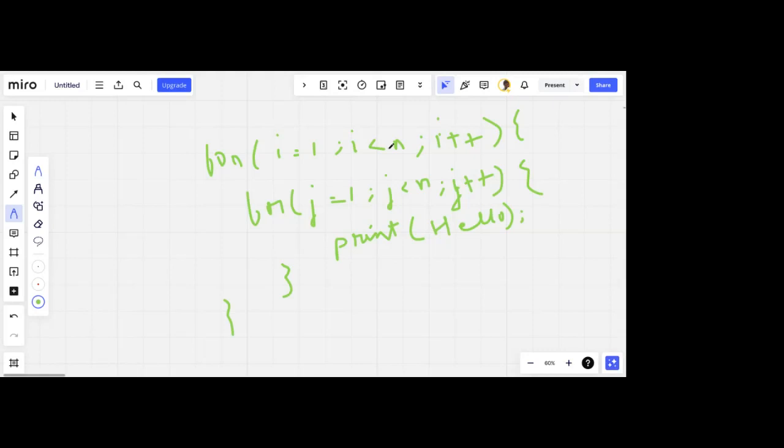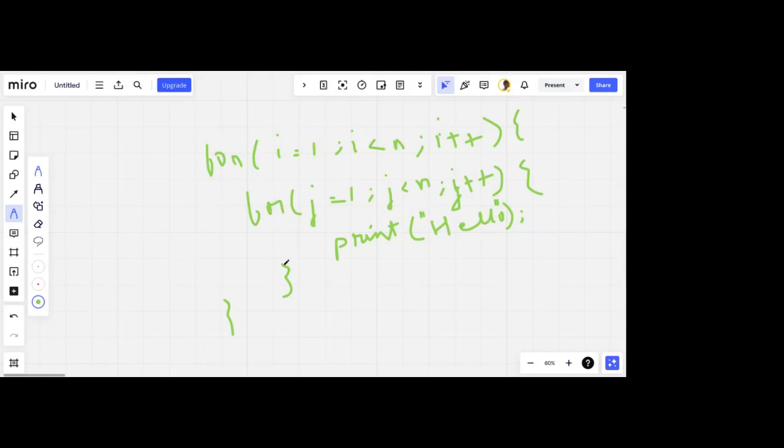Think about it. Come on guys, what would be the running time? Everyone is saying n square, but just think about it. Okay, instead of saying n square, just tell me how many times this print statement would be printed. I don't want the big O notation. Just tell me how many times this print statement would be printed. Okay. So people are saying 2n, n square. Okay, let's figure this out.